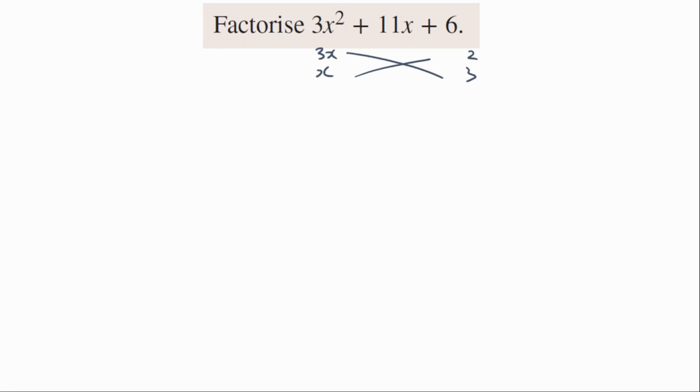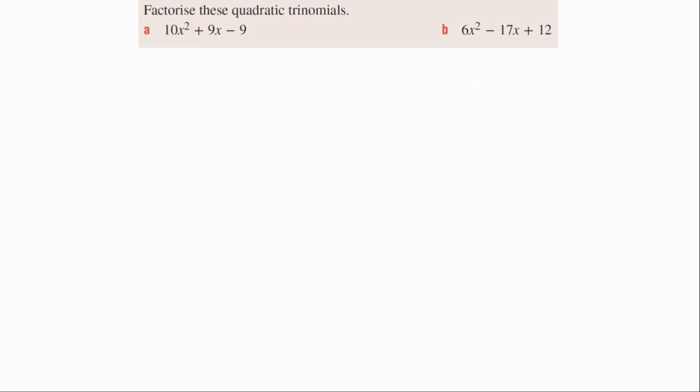Alright, so we found out which pair of terms are used in the answer. And remember, we just write them together horizontally. So our answer will be 3x plus 2 and x plus 3. Give yourself a tick if you got that correct. Alright, now let's have a go at these ones as well.